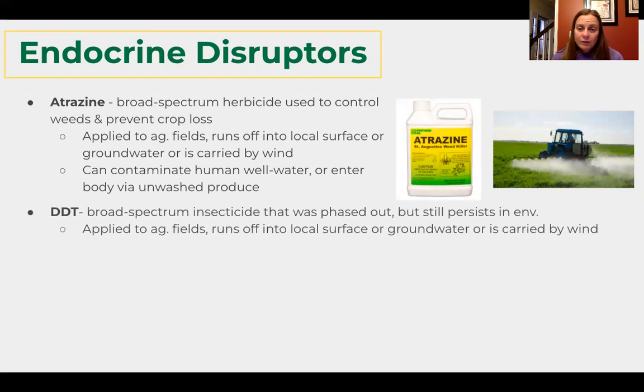Another example of an endocrine disruptor is DDT. This is another broad spectrum pesticide. This time it was an insecticide. It was phased out, but it has a very long half-life, so it does persist in the environment. When it was being used, it was applied to agricultural fields, and then from there it would run off into local surface water or groundwater or be carried by the wind, just as atrazine is.